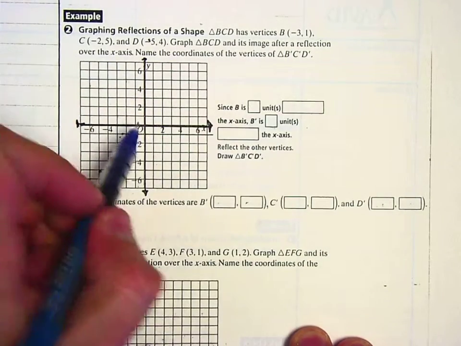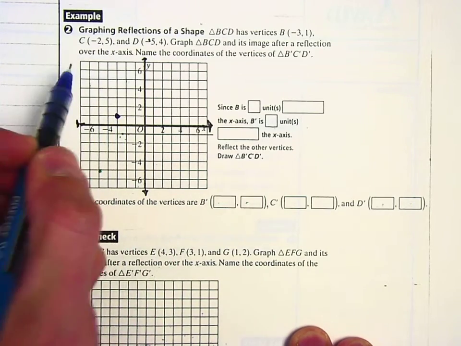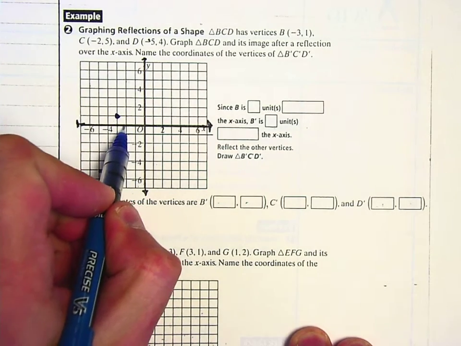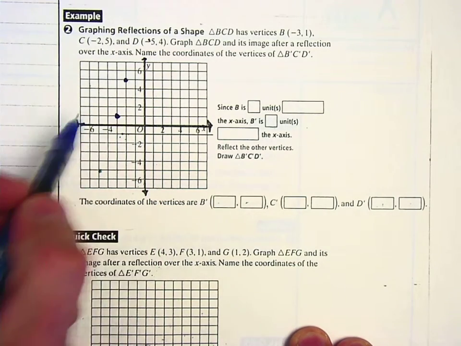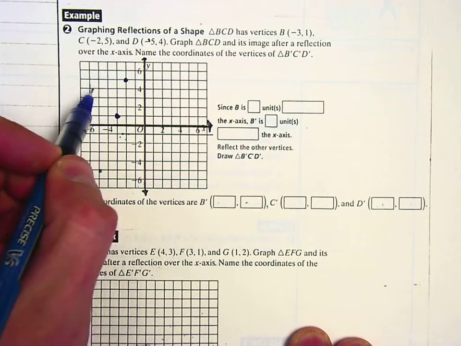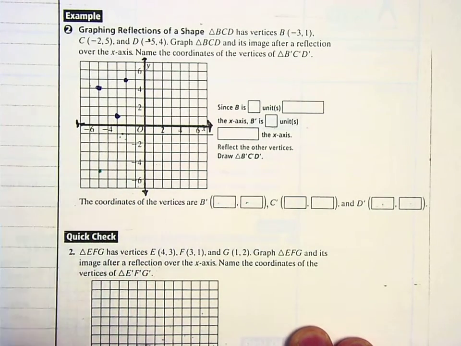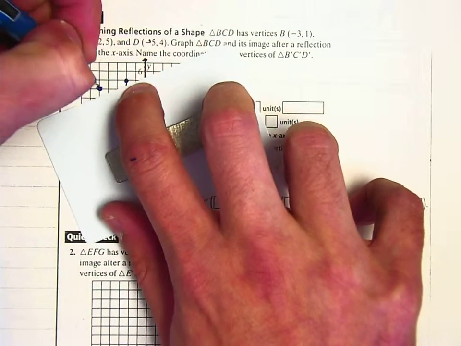B is at -3, 1, so beginning from the origin, I go left 3, up 1. C is at -2, 5, that's going to be left 2, up 5 from the origin. And D is -5, 4. So beginning at the origin again, I go 5 to the left and up 4. I'll go ahead and get a straight edge if I have one, use my ID and connect these points.